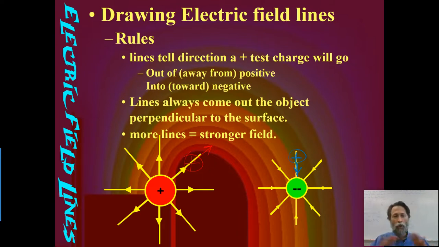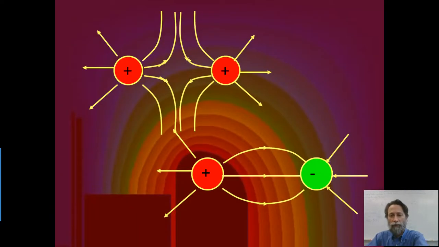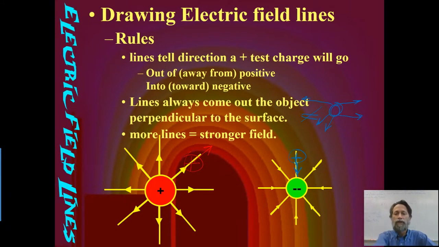We'll use this a whole bunch of different times, so you've got to memorize this: out of positive into negative. The second rule is that the lines always come out perpendicular to the surface. You would never, ever see, and I'm going to put a big note here, this is not right, where the line comes out like this, and over here it comes out like this, and over here it comes straight out, and then down here it comes out at another angle. I'm not sure why it's not drawing there, but you get the picture. That is totally not right. The lines have to come out perpendicular to the surface.